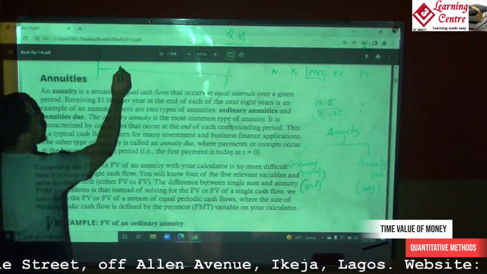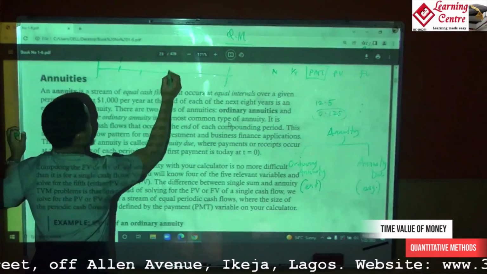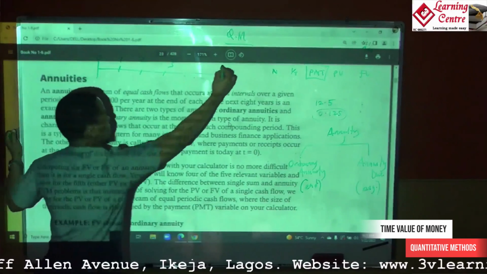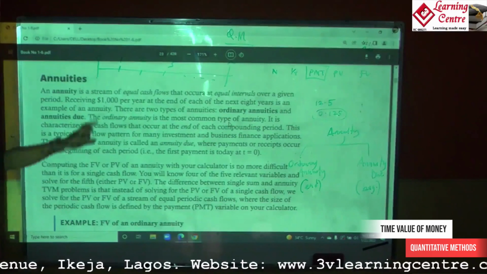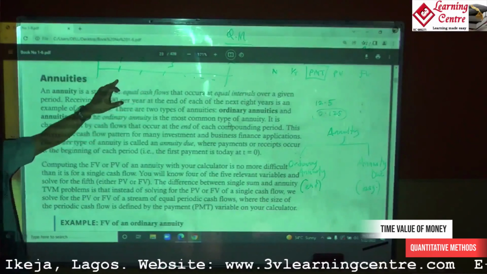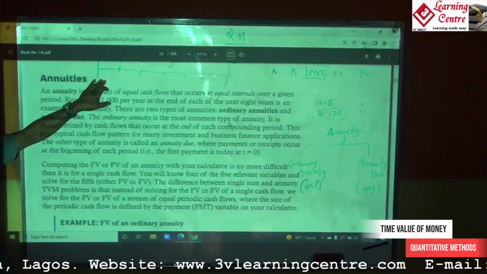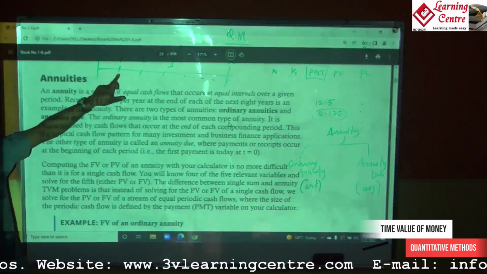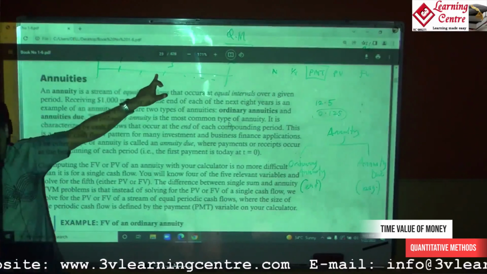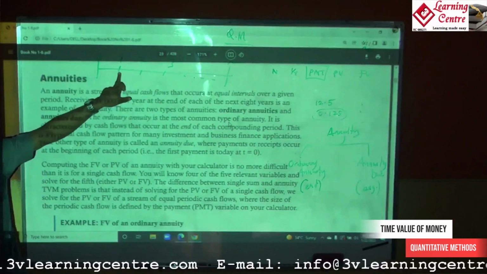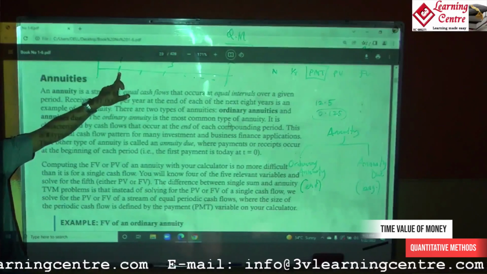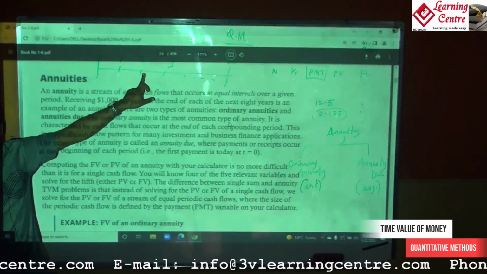Now we can have time 1, 2, 3 up until time n, right? Now this 1, 2, 3, depending on the compounding frequency, is not compulsory that 1 has to be 1 year from now or 2 years from now. If you are dealing with monthly cash flows, timeline 1 will be 1 month from now. This will be 2 months from now. Are we following?